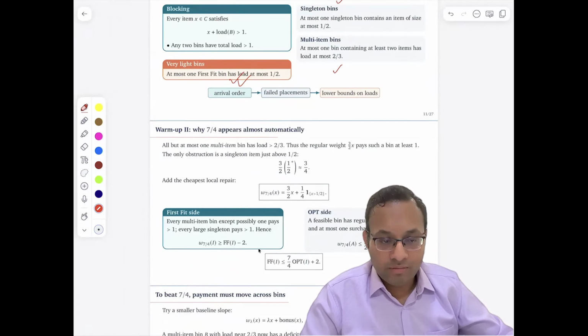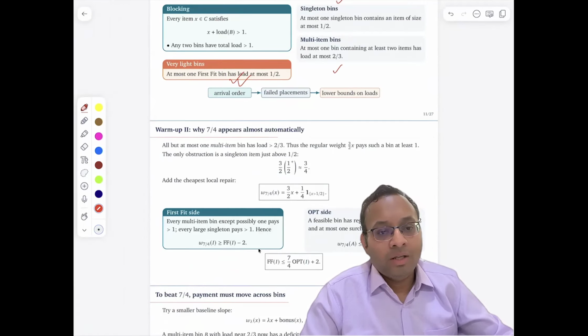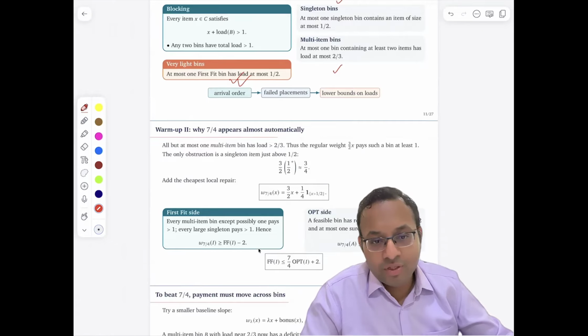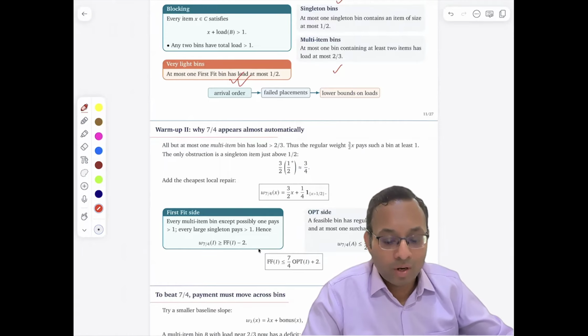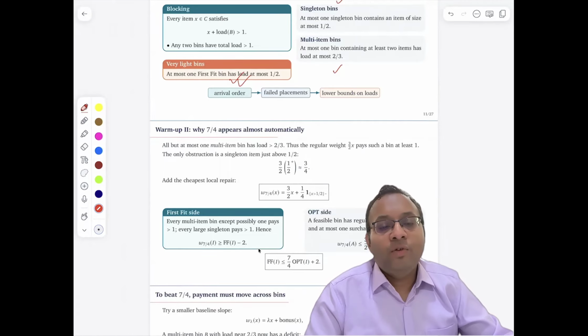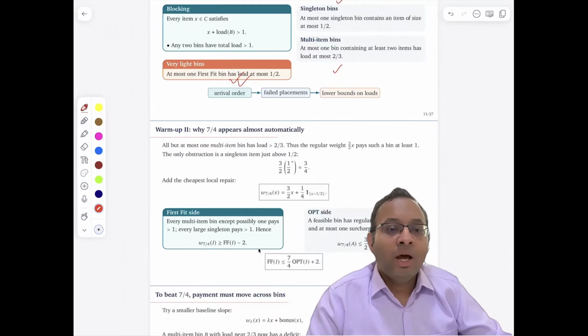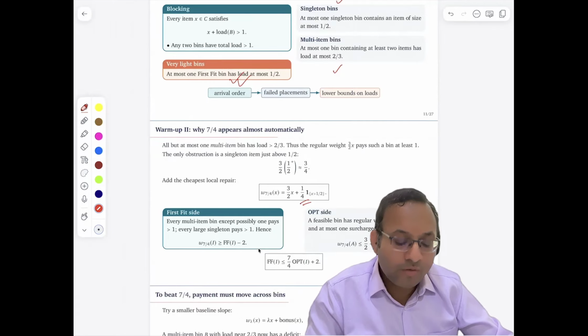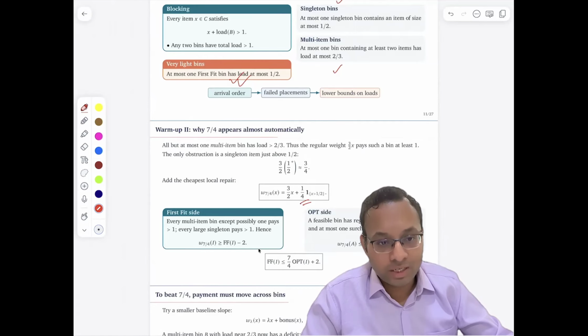Now we take singleton bins. Except one bin, all other bins have load more than half. But if it is just, let's say, half plus epsilon, the total weight of that item becomes 3 by 2 times roughly half, which is 3/4, which does not reach 1. So if a bin in first fit has a half plus epsilon item, I still want to make sure the bin receives weight 1. So for that, we do a local repair. We add a 1/4 extra bonus for those large items. So if the item size is more than half, we put an extra 1/4 bonus.